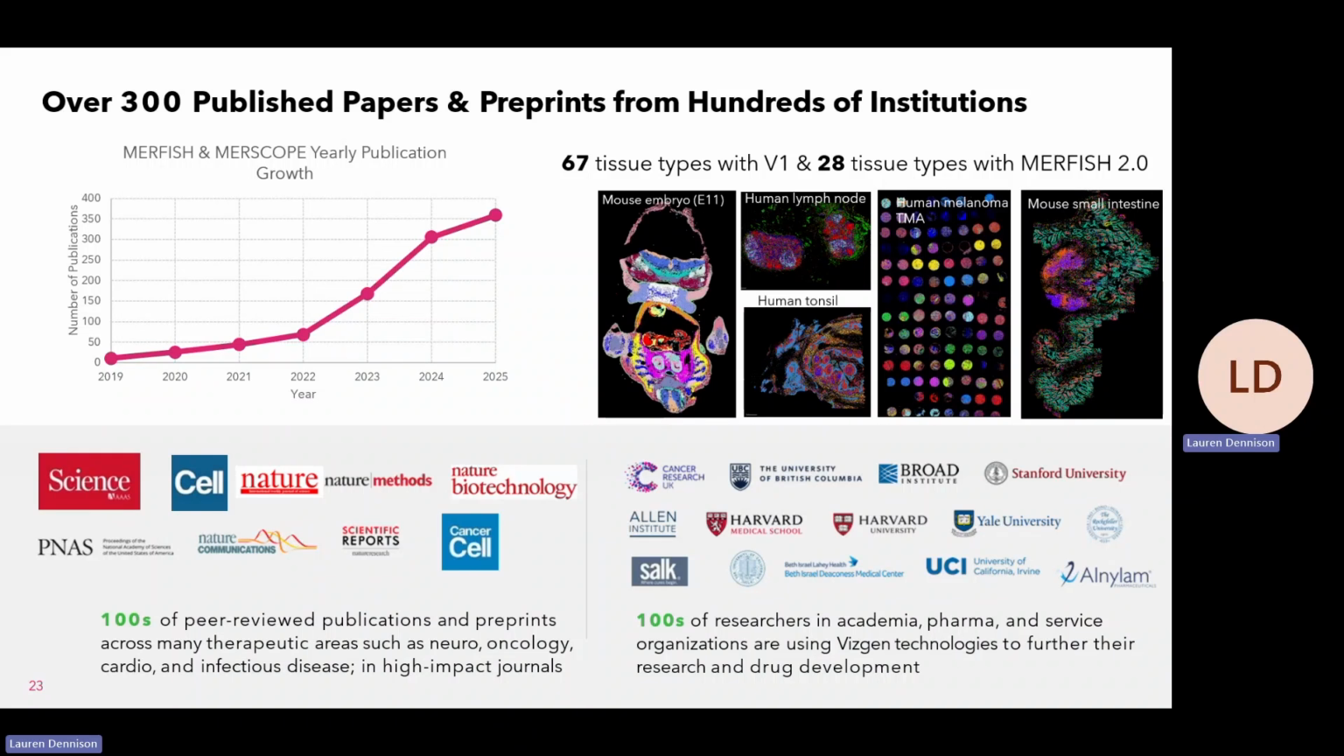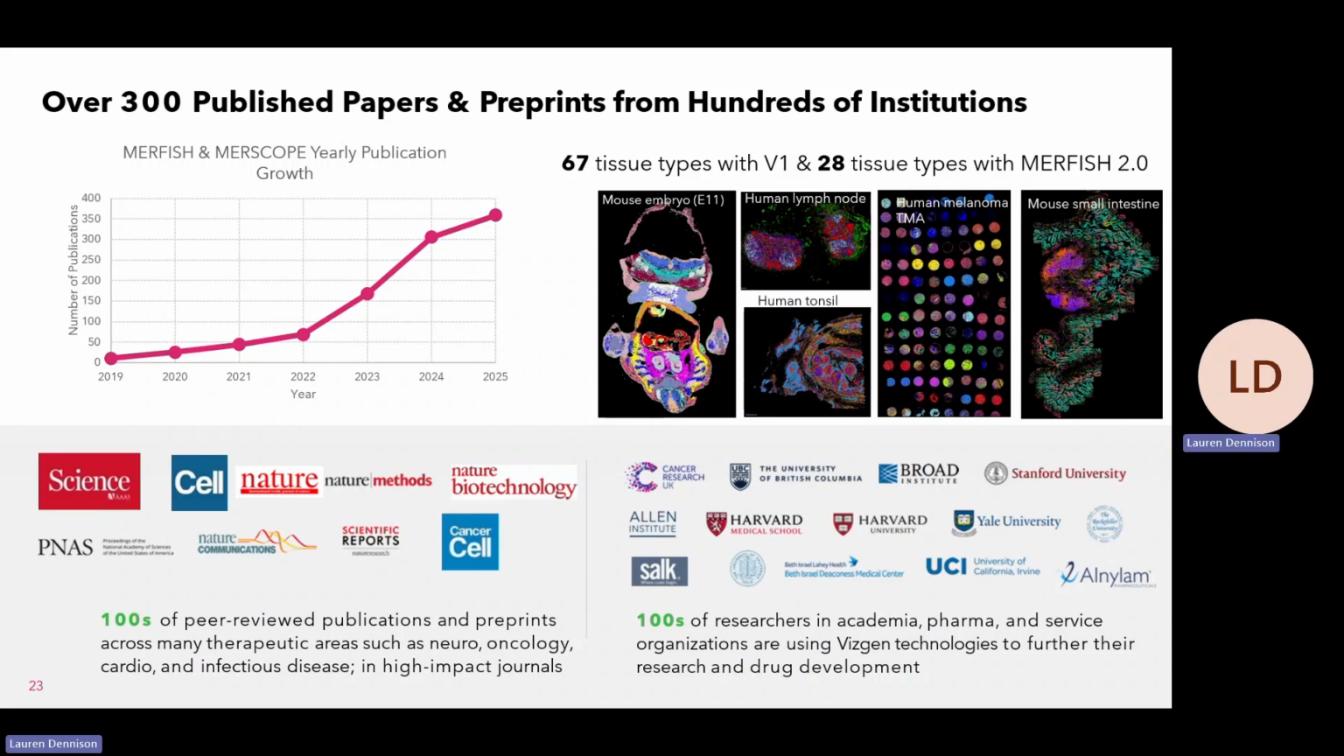So MERFISH and the instrument, the MERScope, has been used in a lot of publications by different groups, companies, and maybe more importantly, also across tissue types. So it's a very versatile method that works across organisms and tissues. So we have a lot of experience in the mouse, fresh frozen or fixed mouse brain, but also other tissues, even whole mouse embryos, as you can see here. Human tissue, of course, tissue microarrays, also plants. So that's something that's really interesting about this method.